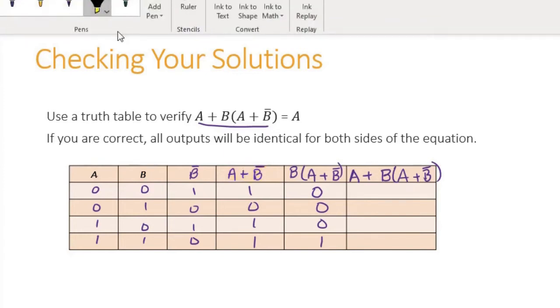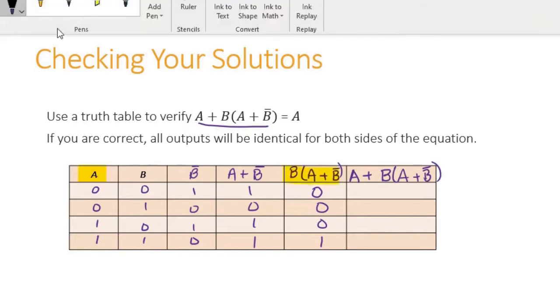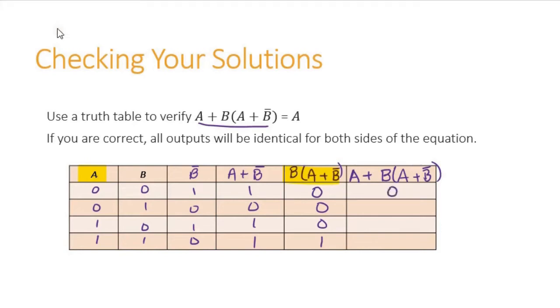We want to look at A and that previous one. Okay, so it's an OR gate, so if at least one of those is a 1, then the output will be 1, and if both are zeros, they will be 0. So it looks like that.